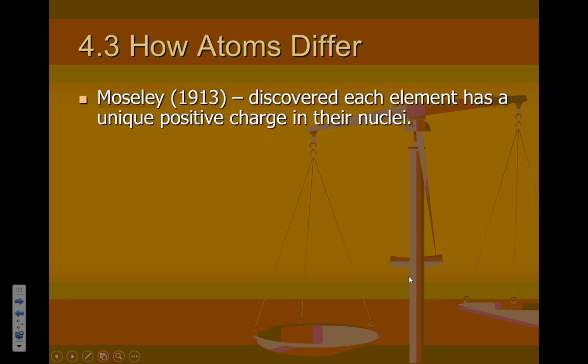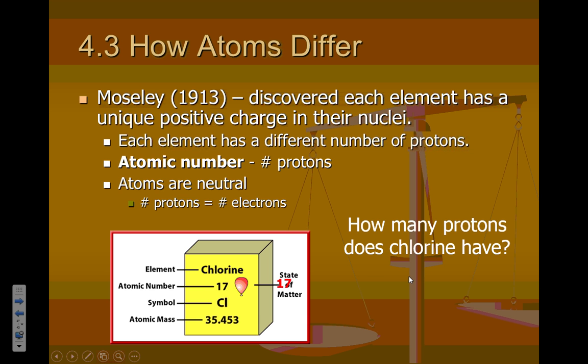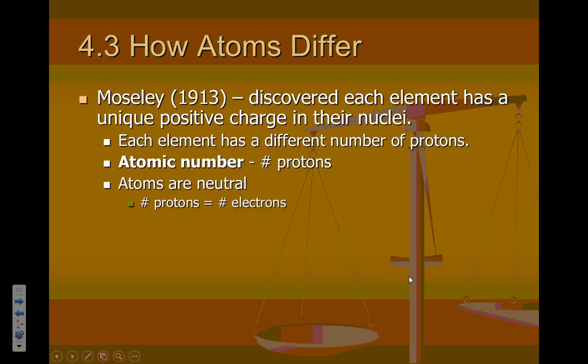And one important contribution was by a scientist by the name of Moseley in 1913, and he discovered that each element had a unique positive charge in their nuclei. Years later, when we discovered they were protons and understood the atomic nucleus better, we knew that meant each element had different numbers of protons. And that's what made boron fundamentally different than carbon, different than nitrogen: they each had a unique and specific number of protons. That later became known as the atomic number.